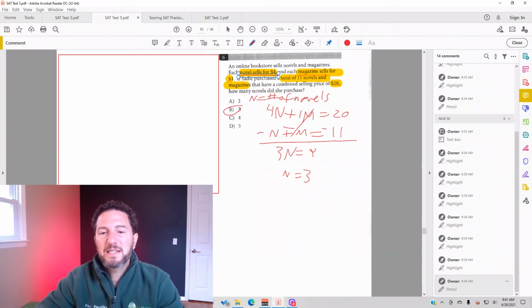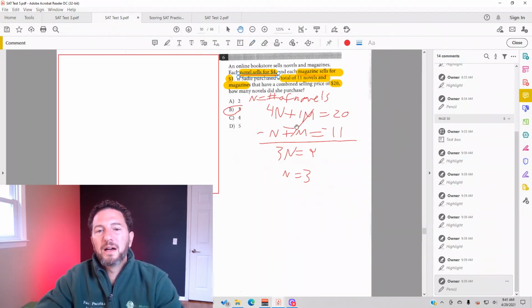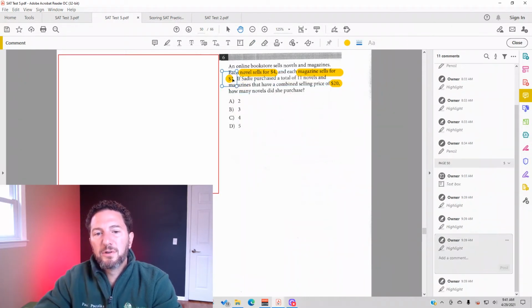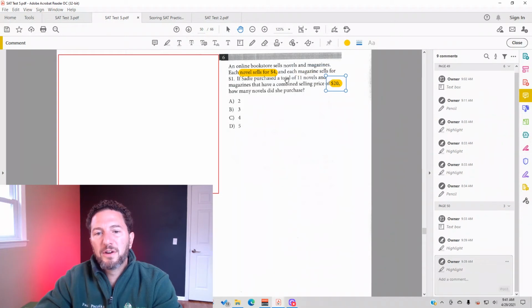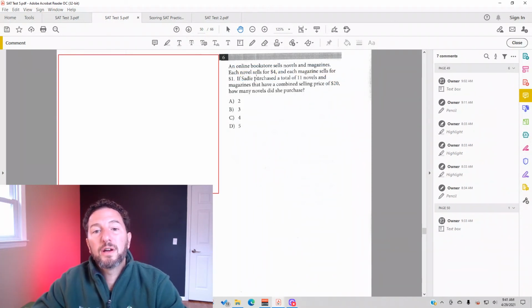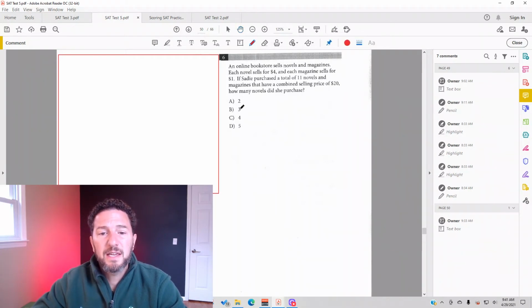Alternatively, let's say you do not realize that this is testing a system of equations. You don't know that you're doing a system of equations here. How could you still get it right? Well, you could use your answer choices. We're going to see what a wrong answer looks like. We're going to see what a right answer looks like. So let's say you test out 4. You got to use your answer choices according to what the question's asking. Question's asking how many novels.